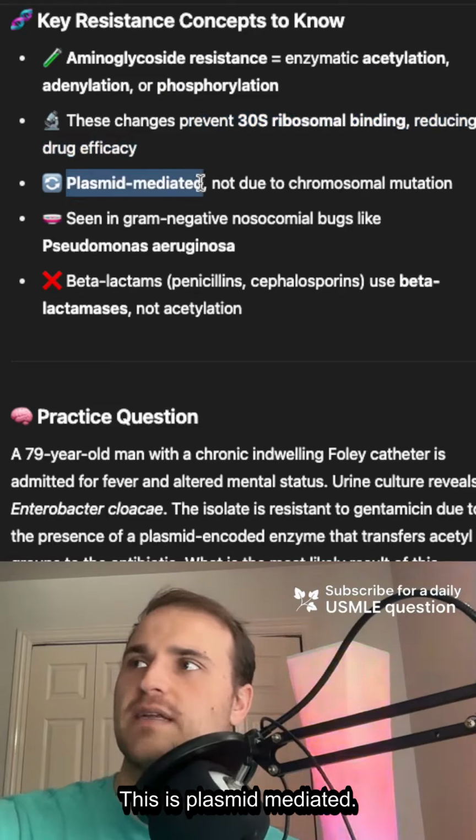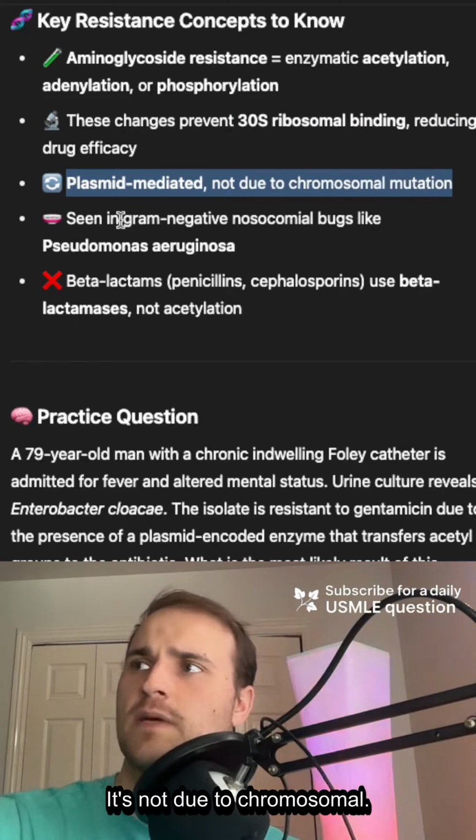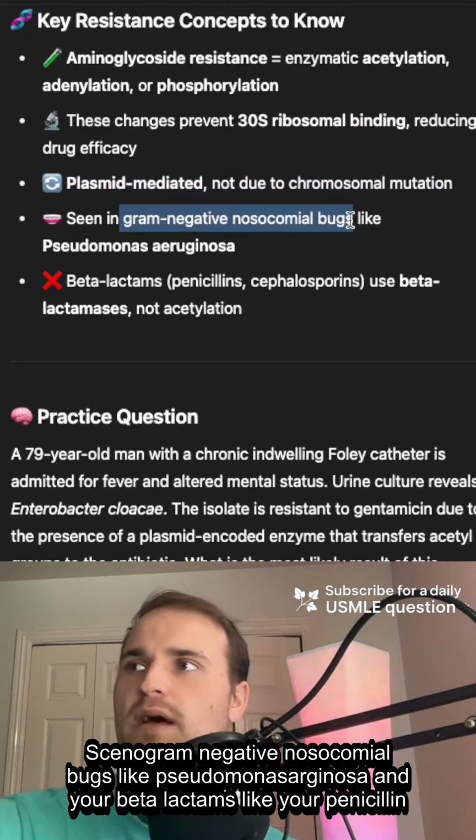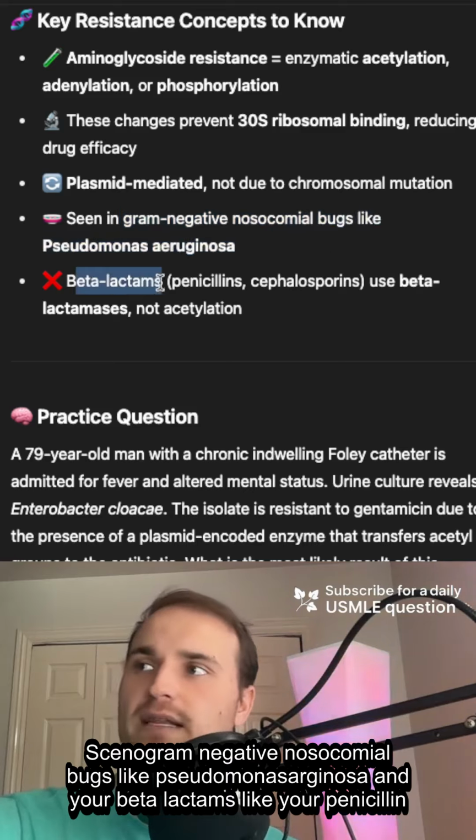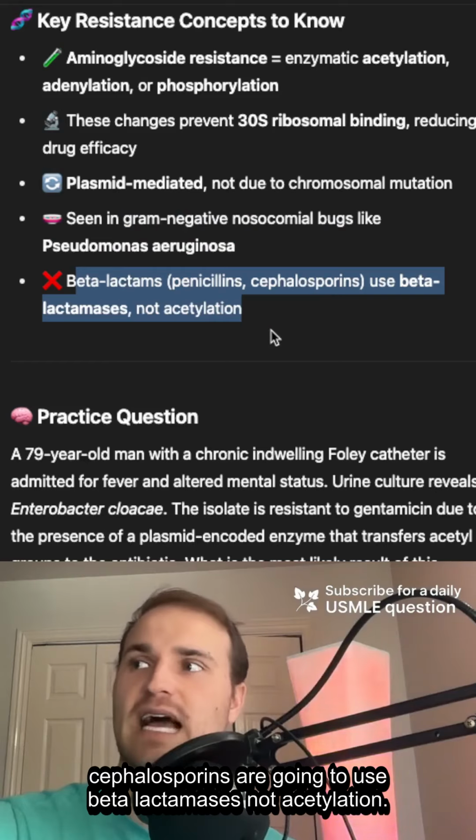This is plasmid mediated. It's not due to chromosomal. Seen in gram-negative nosocomial bugs like Pseudomonas aeruginosa. And your beta-lactams, like your penicillin cephalosporins, are going to use beta-lactamases, not acetylation.